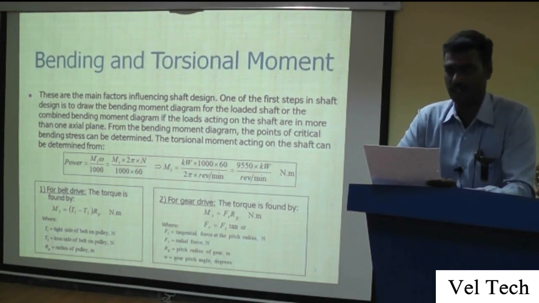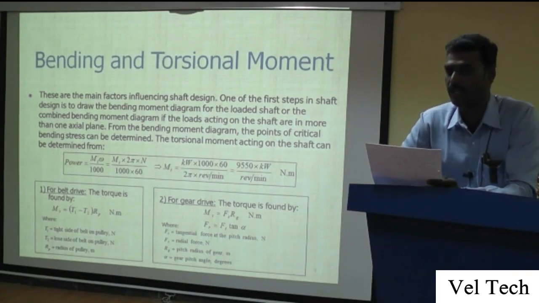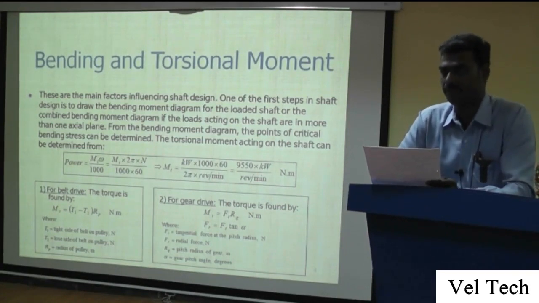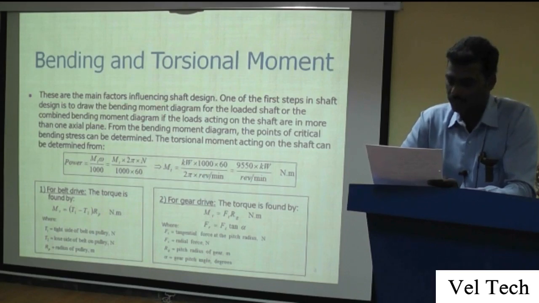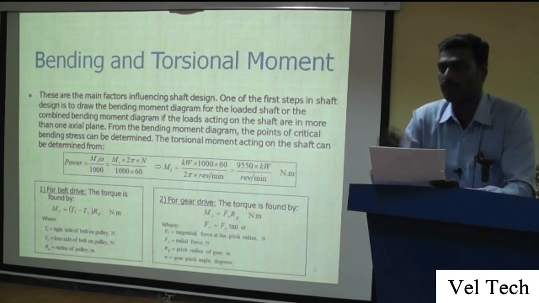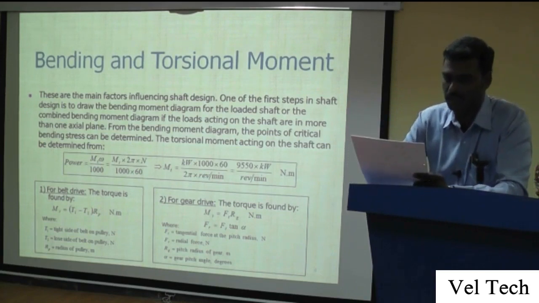If a belt is mounted, I have to use that formula. If the gear is mounted, what is the relation? If the belt is used, T1 minus T2 is directly used. If the gears are used, how will the power be transmitted from the primary shaft to the secondary shaft? We have to calculate the tangential force as well as the radial force, because gears have point contact, not surface contact. So if point contact is there, it may be tangential or radial.